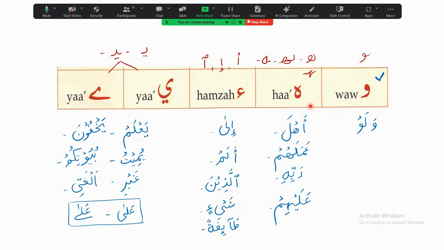Just the way we did the qaf letter, that had quite many possibilities, quite many shapes you have to remember. But again, here is the ha letter, and this is number one in terms of possibilities. So for the ha letter, we write this ha like this, and also we write this ha like this as well, in this way as well. So these are both the same ha's.